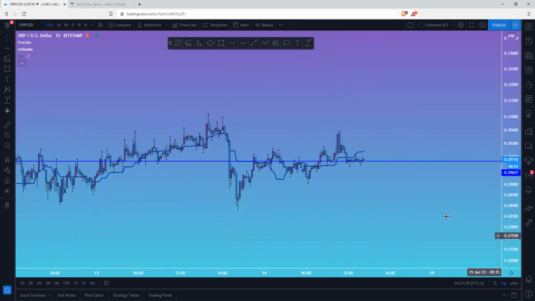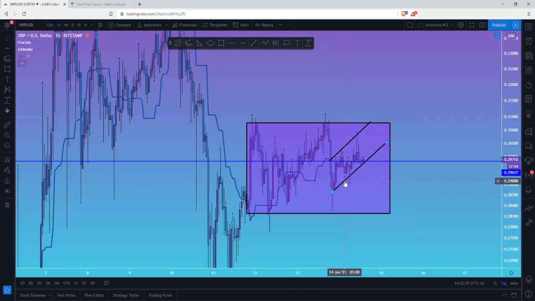So if we look at this market, this is our Kijun line. We see price. Oh, let me also do this real quick as well.